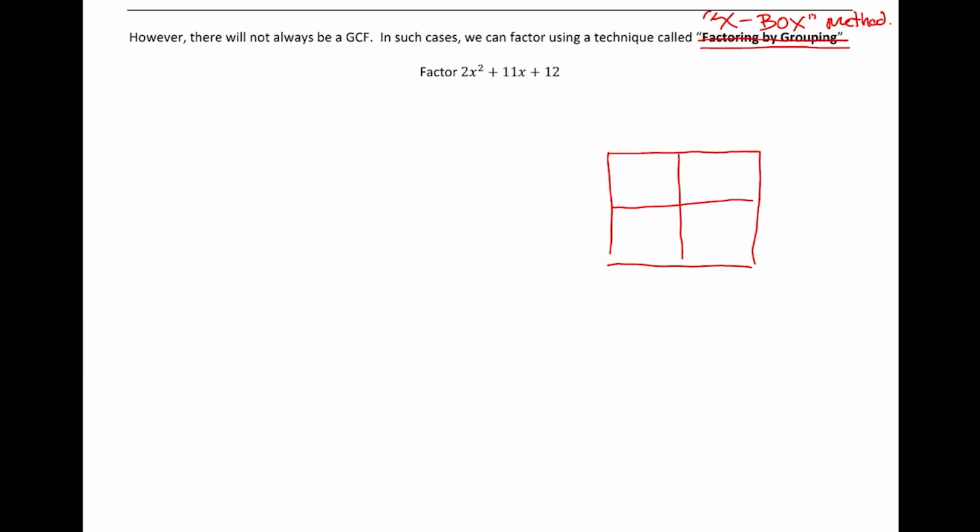All right, so here we go. Here's the Xbox method. We'll start with the box. The very first term, the 2x squared, is going to go in the top left box. All right, simple enough. The last term, the constant, is going to go in the bottom right box. And then the bottom left and the top right are going to be your linear terms, the ones that just have x.